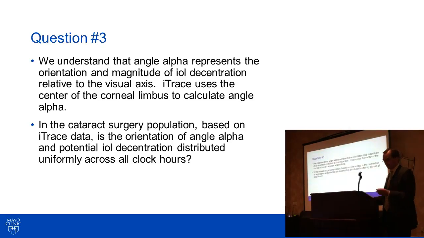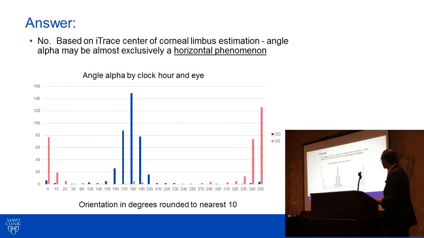I certainly didn't know. Here's the answer, and it's amazing. This is orientation in degrees, and we just rounded it to the nearest 10 degrees. Centered around 0 and in the high 300s is a horizontal axis. Around 180 is a horizontal axis. The vertical axes are at 90 and 270, and look, the angle alphas actually seem to be mainly distributed across the horizontal axis.